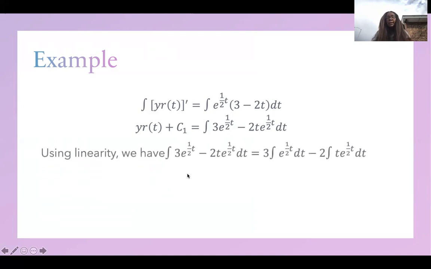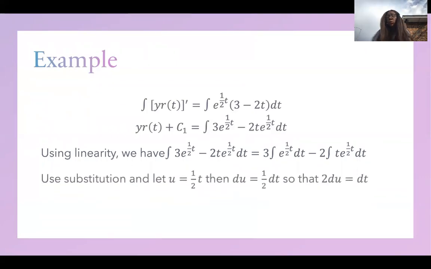Now, using the linearity rules of calculus, we can separate this into two integrals. So our integral of e to the 1/2 t times the quantity 3 minus 2t dt becomes 3 times the integral of e to the 1/2 t dt minus 2 times the integral of t e to the 1/2 t dt. And this is messy. This has got a lot of stuff going on. So let's start with substitution, and let's let u equal 1/2 t just to clean this up a little.